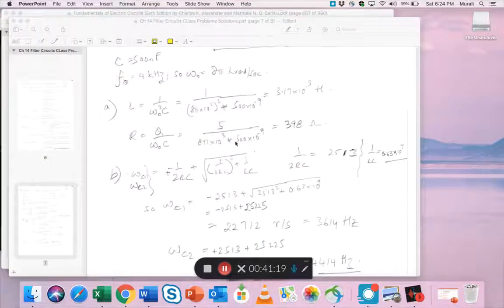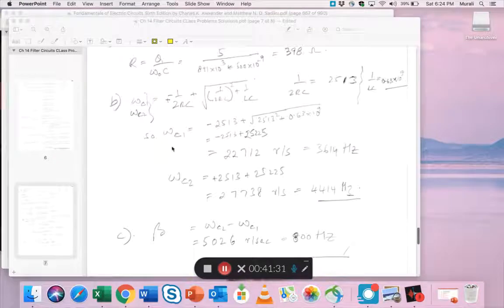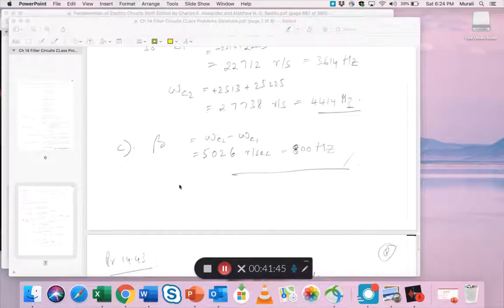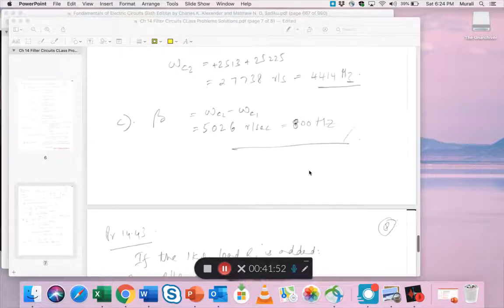And so what I do, just to make this calculation easy, I just find that 1 by 2RC separately, and then 1 by LC also I find separately and put that aside, and then I substitute that to find the corner frequencies omega C1, omega C2, 22712 and 27738, which convert to 3614 Hertz and 4414 Hertz. Okay. Then the betas, the beta is the bandwidth, which is just the difference. First I find it in radians and then I convert to Hertz.